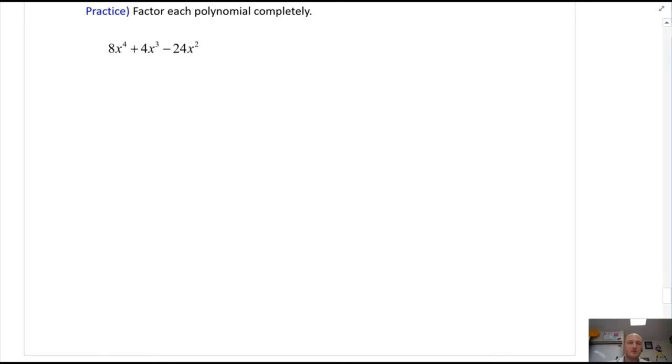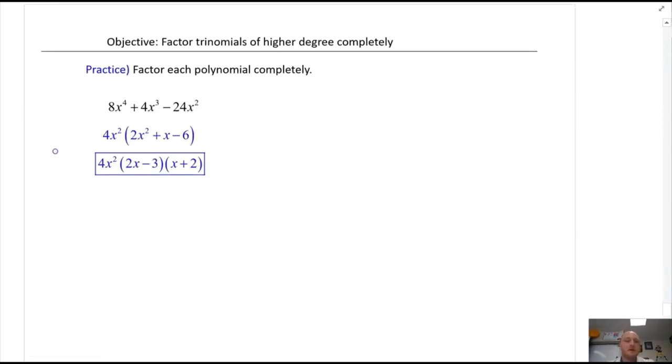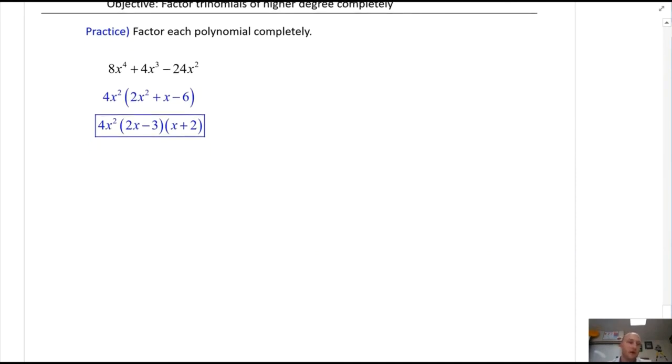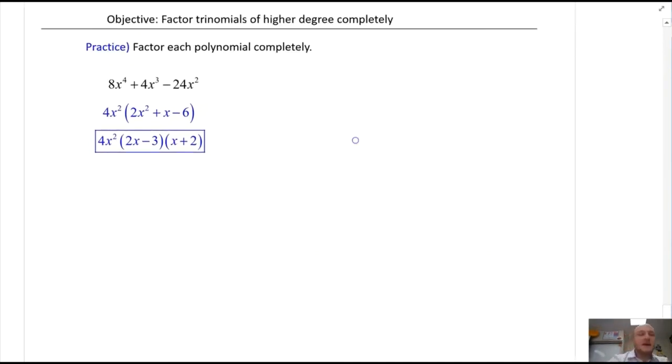Please pause the video, try this one. All right, hopefully you paused the video. Here is the solution. Again, we have a GCF of 4x squared. Okay, and again, I have an a value here. So a times c is negative 12. So a plus b is going to be 1, right? That's your b term here. It's an invisible 1.